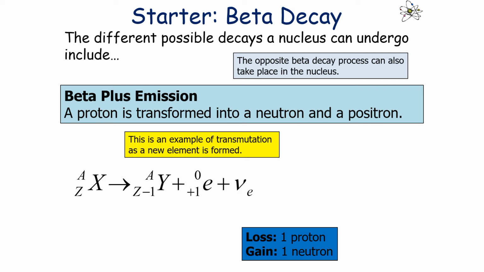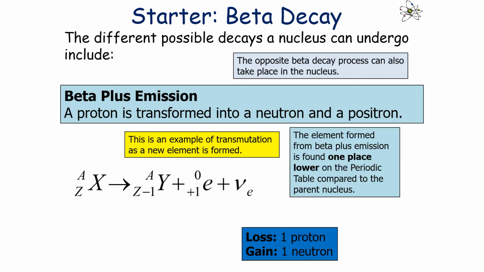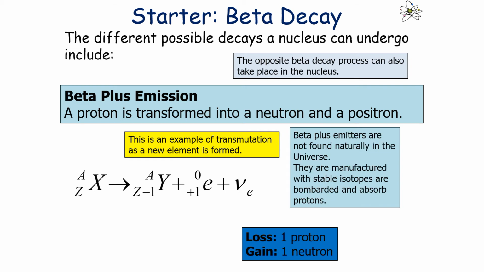It's an example of transmutation because you've lost 1 proton. As you've got a different number of protons, and this new element is found one place lower on the periodic table compared to the parent nucleus. Now, beta plus emitters aren't normally found in the universe, but they're manufactured if you bombard stable isotopes with protons.